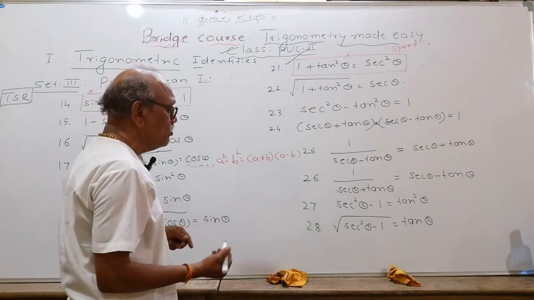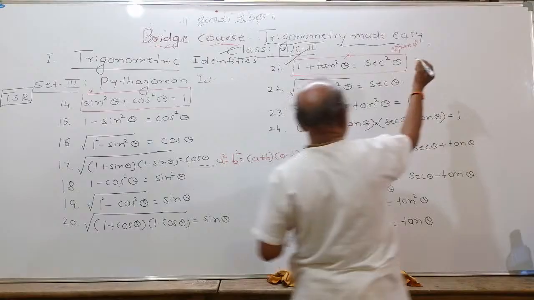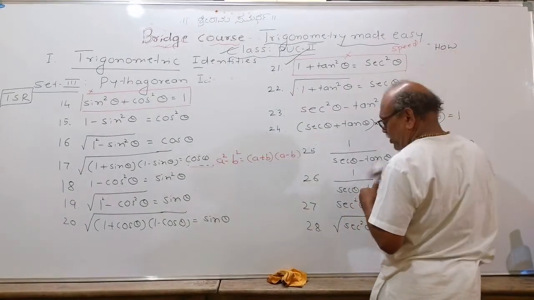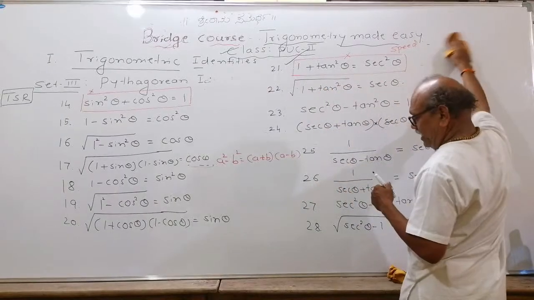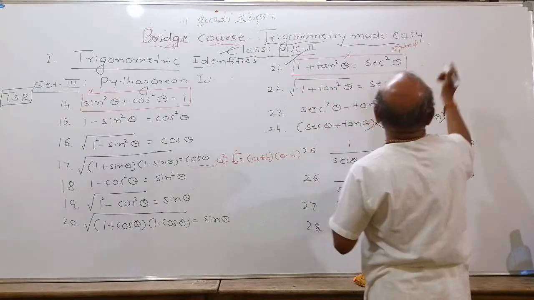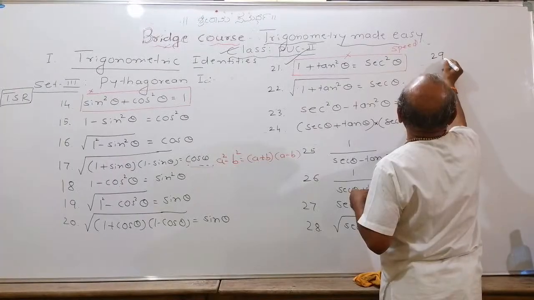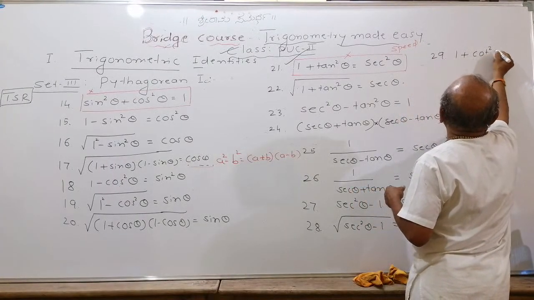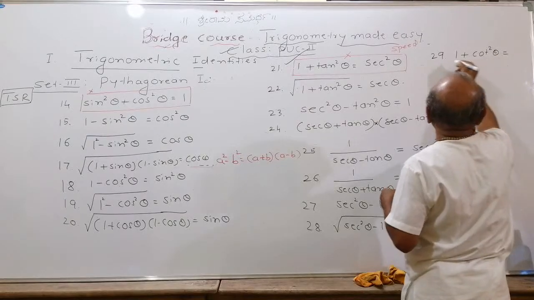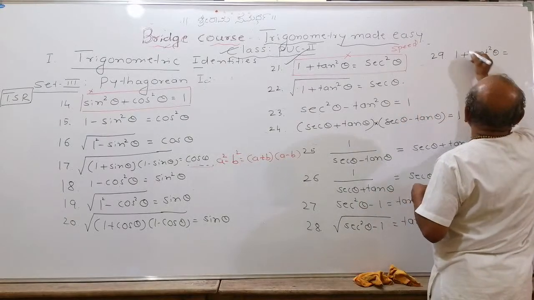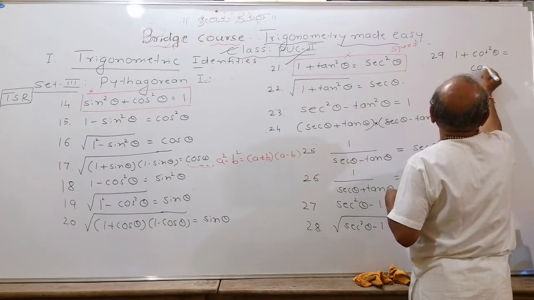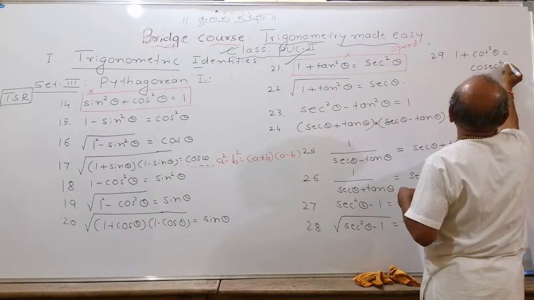I will give you homework first of all. The third identity, 29, I will just write it on the board. You know that 1 plus cot square theta is equal to cosec square theta. In the 10th standard and first PU, you used to write it like this and remember only one formula. It is useless in the competitive exams.